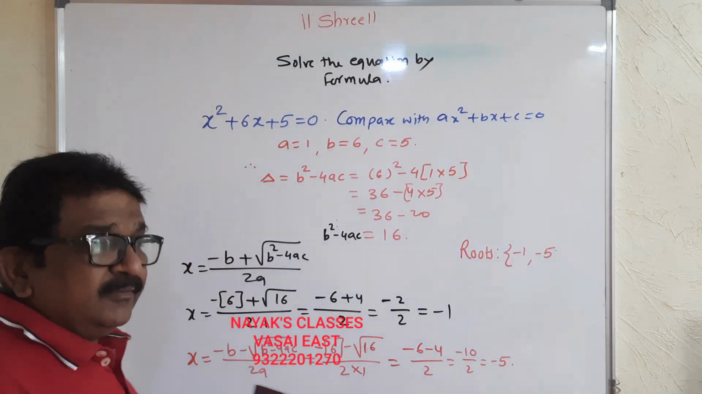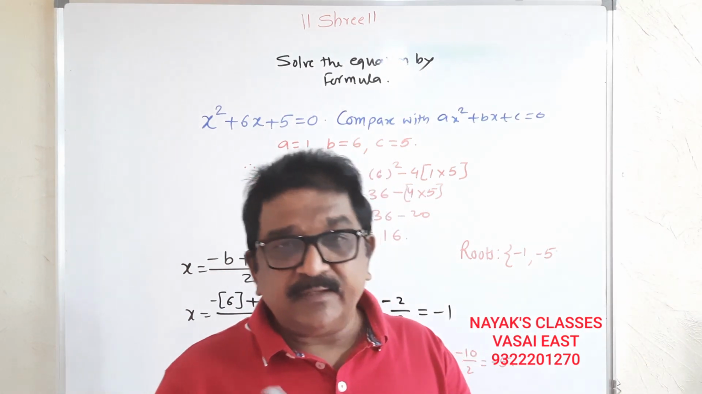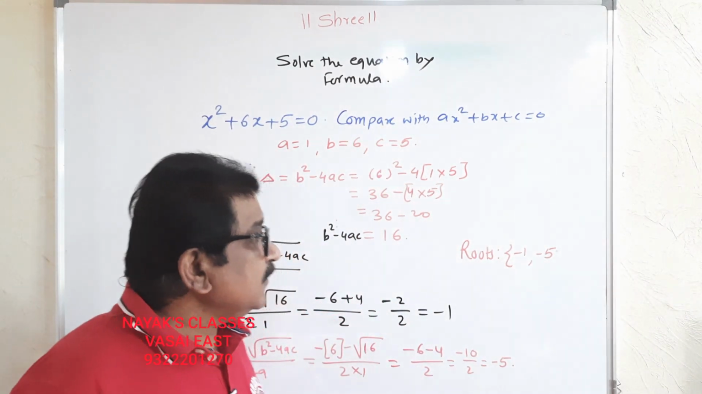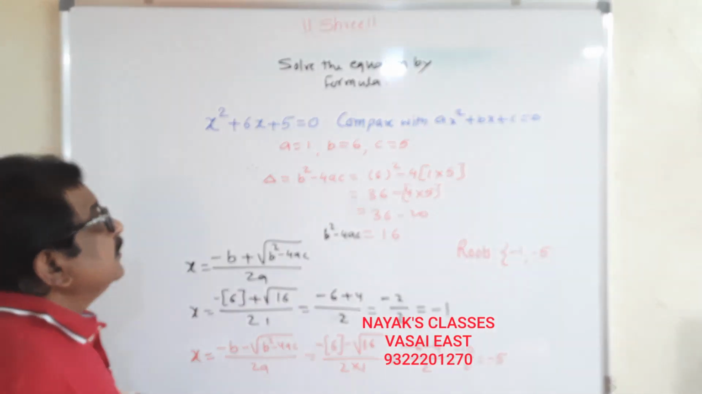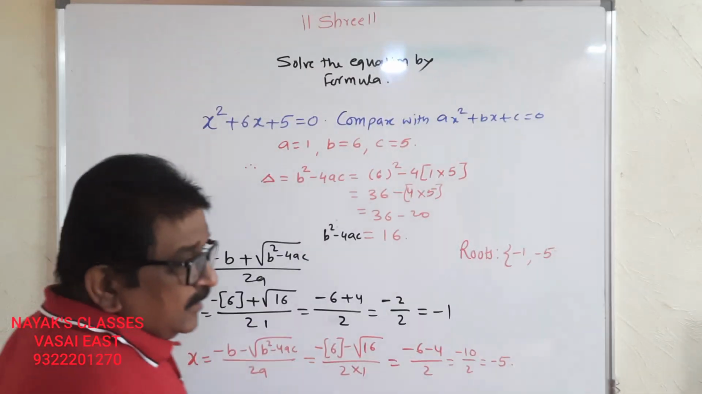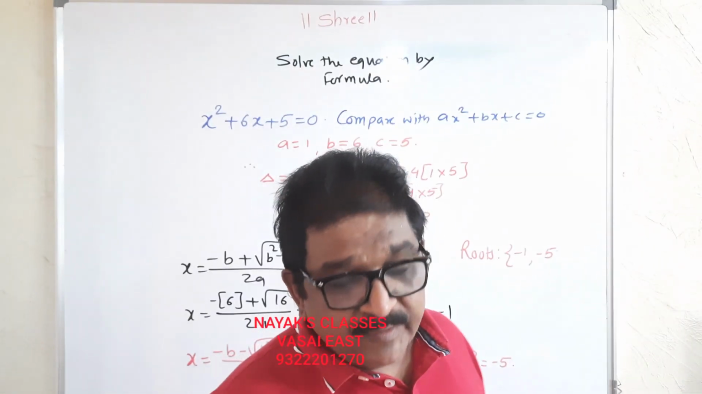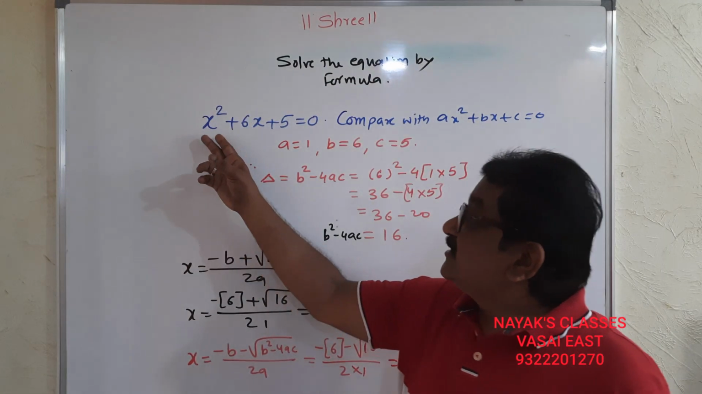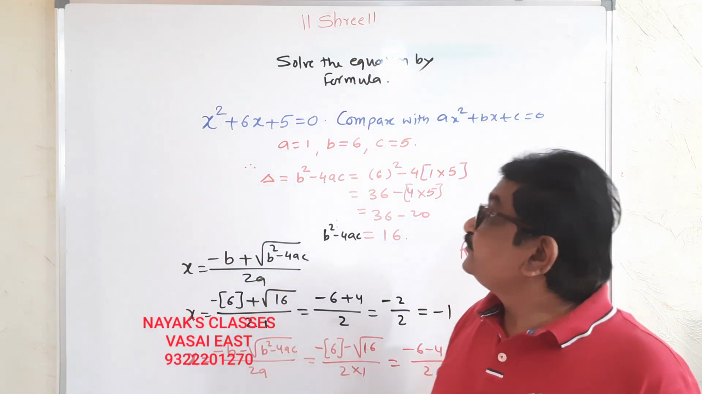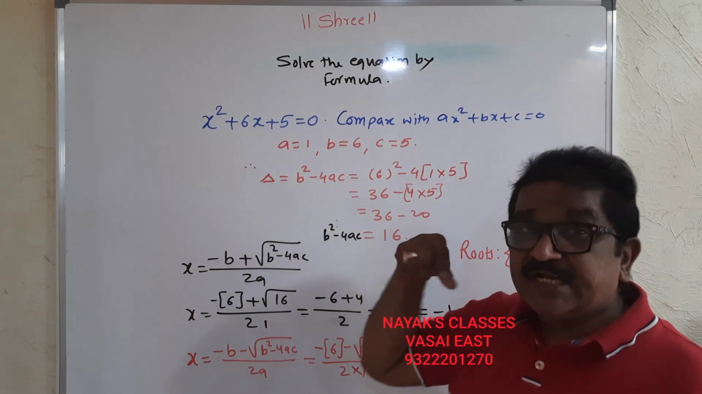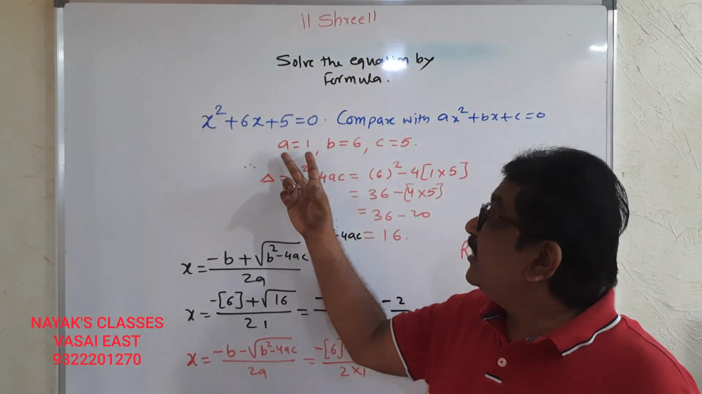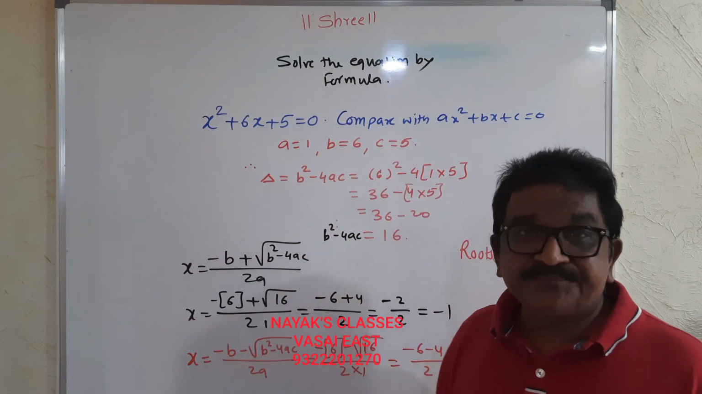Minus 1 and minus 5 are the roots of the given quadratic equation. I am explaining in detail once more. Solve the equation by formula. The given equation is x square plus 6x plus 5 is equal to 0. Comparing with the standard equation ax square plus bx plus c, we get the values of a, b, c.